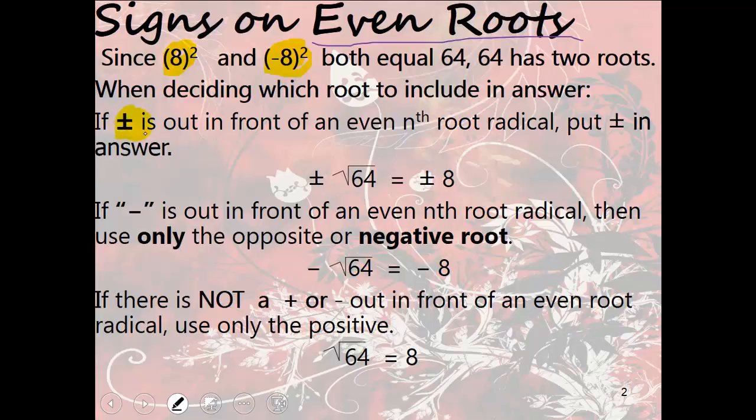If there is a plus or minus in front of the problem, then you're going to put a plus or minus in your answer. If the problem is asking you to state the opposite root only, then you're only going to report the opposite root or the negative root. Notice that my negative is not under the radical, it's out in front. If there is not a plus or minus, then you're just going to report the positive root. This is known as the principal root.